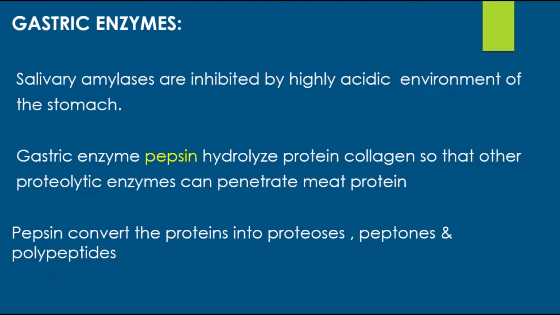The next set of enzymes in the alimentary tract are the gastric enzymes, which mainly consist of pepsin, which hydrolyzes proteins, collagen, helping the other proteolytic enzymes to get in for digestion. Pepsin digests proteins into proteases, peptones, and polypeptides, which are further dealt with by the pancreatic enzymes.